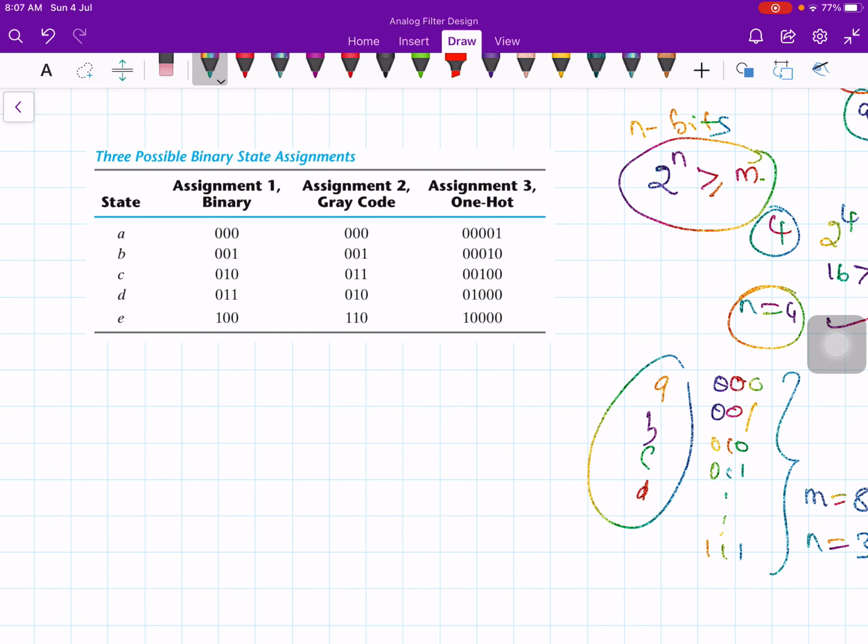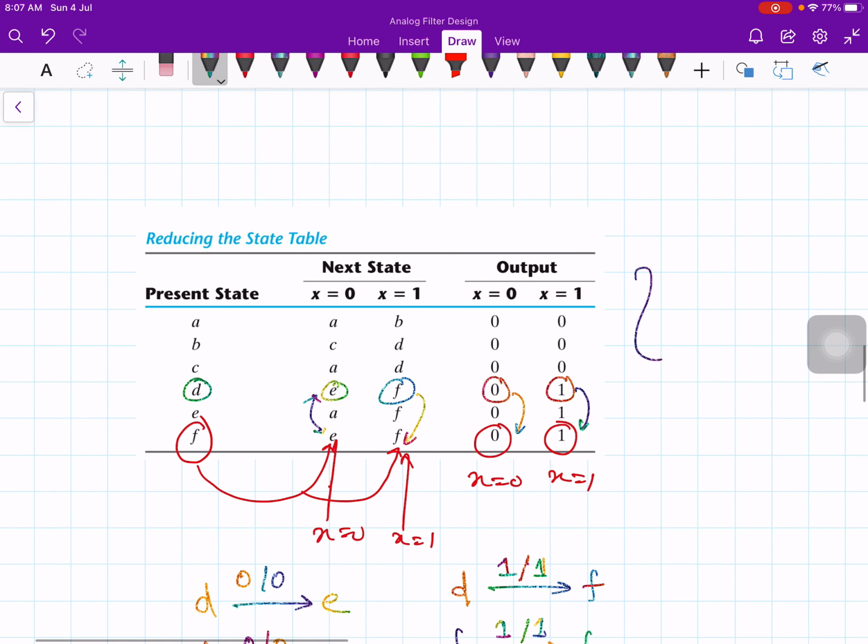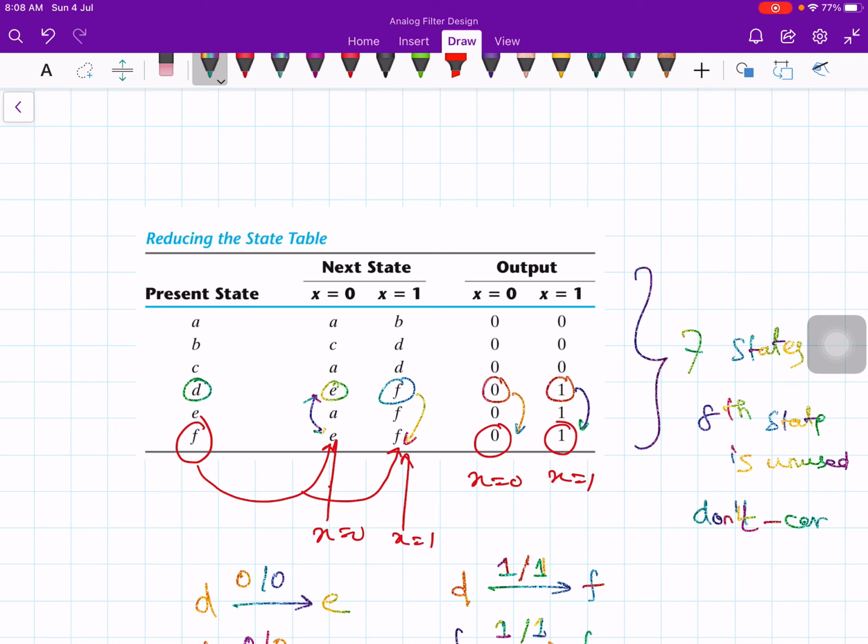So we must assign values to these 5 states, and the remaining states are unused. Okay, in case you use this state table, how many states do we have? 7 states, and the 8th state is unused. So in digital circuits we have a privilege. What is the privilege? If anything is not used, we put don't care. We simply put a don't care condition.